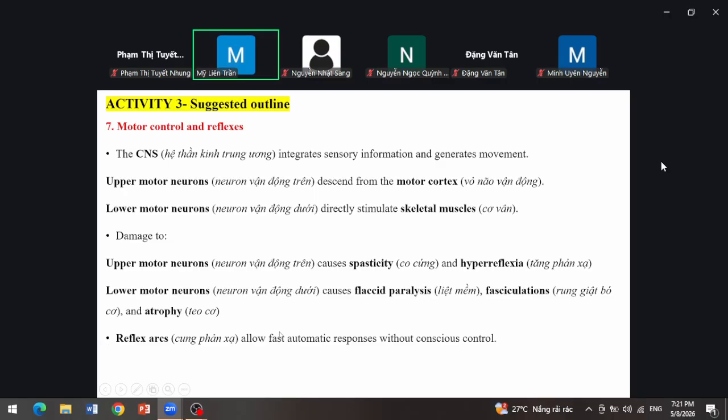Reflex arcs allow fast autonomic responses without conscious control.